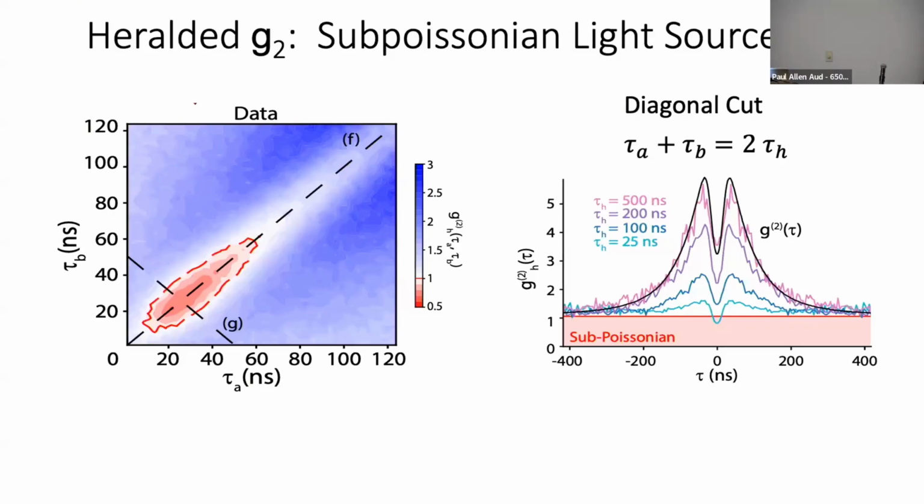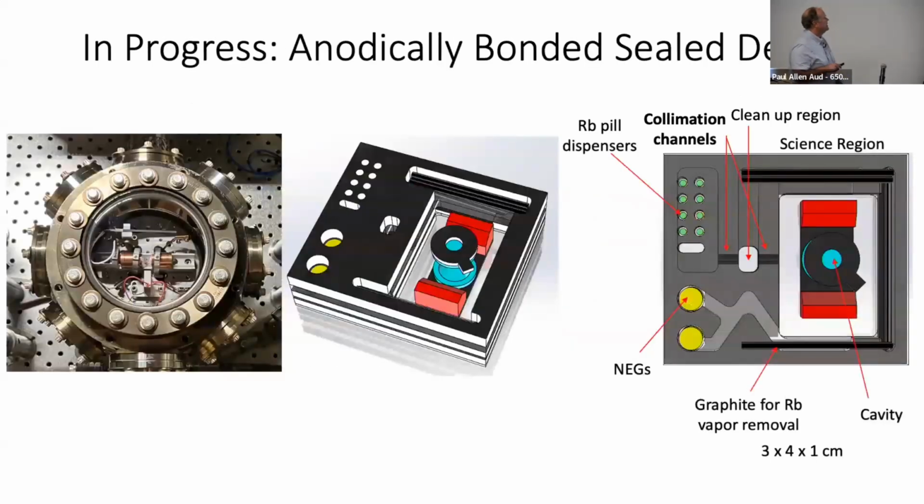We were able to run it for a long amount of time, and we didn't see a degradation of the cavity mirrors. Everything looks good to go. However, I want to emphasize that here was our optical cavity. Here was the beam source. Here's the big old Kimball Physics vacuum chamber.